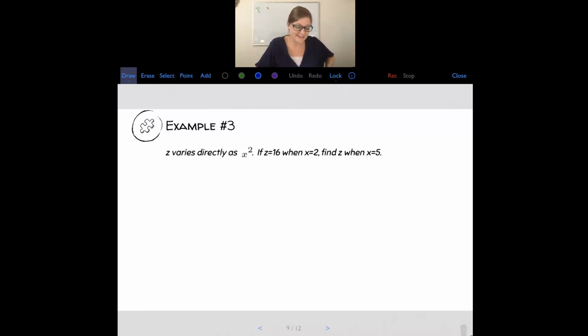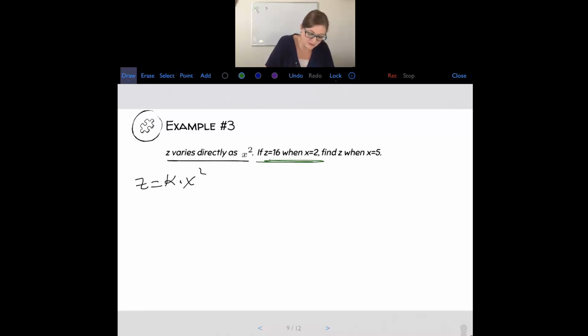Okay, here's our next one. Z varies directly as x squared. If z equals 16 when x equals 2, find z when x equals 5. So the first statement is telling us how z and x squared are related. It's direct variation. So we have z is equal to k times x squared. Okay, if z equals 16 when x equals 2, we need to find out this value that's relating the two of them. Okay, so z is 16 and then x squared.